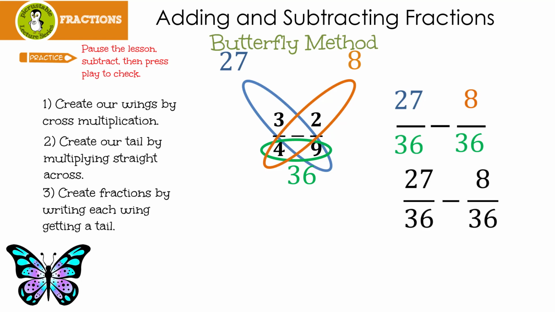And guess what? There's a common denominator. Whoa! Crazy. Since we're subtracting, we're going to take 27 minus 8, which is 19. We keep the denominator, which is 36. Since 19 over 36 doesn't reduce, that's our answer.